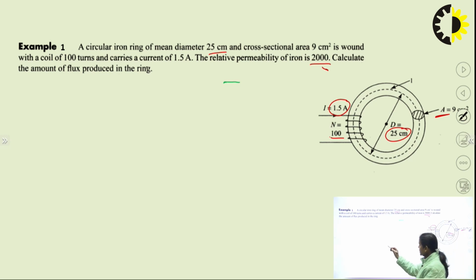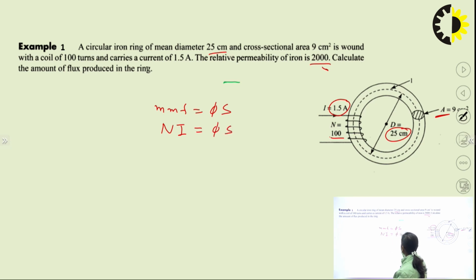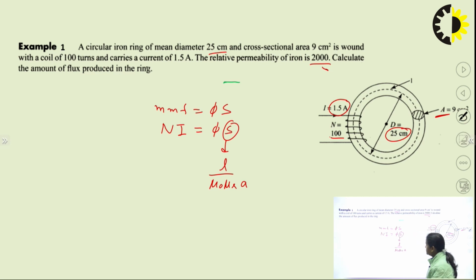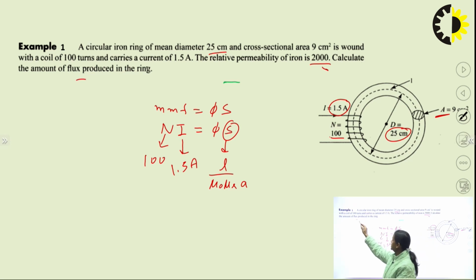We know the relation MMF is equal to phi into S. MMF is nothing but N into I, equal to phi into S, and how will you find this S? S is equal to L upon mu naught mu R A. N is known, the number of turns is 100, current is known, which is 1.5 ampere, and then you have to find the amount of flux. So this flux we need to find out.